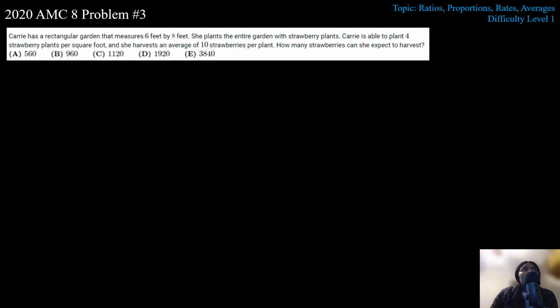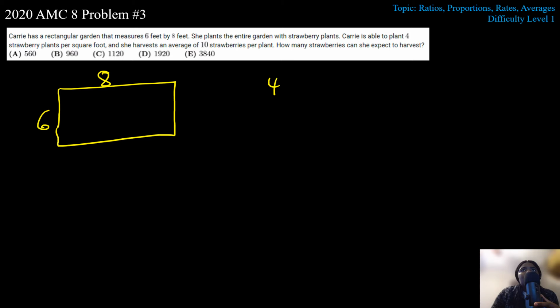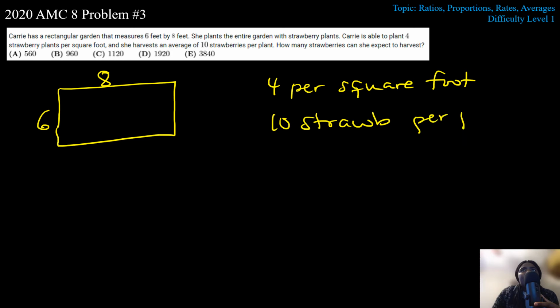All right, so let's keep going. Carrie has a rectangular garden that measures 6 feet by 8 feet. She plants the entire garden with strawberry plants. Carrie is able to plant 4 strawberry plants per square foot, and she harvests an average of 10 strawberries per plant. So it says, how many strawberries does she expect to harvest?